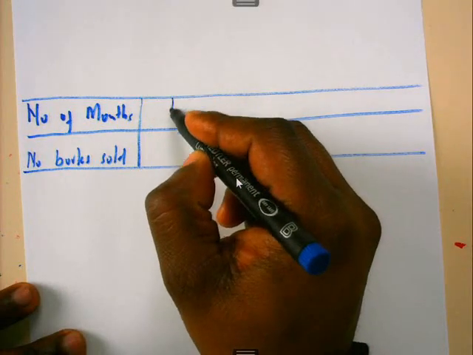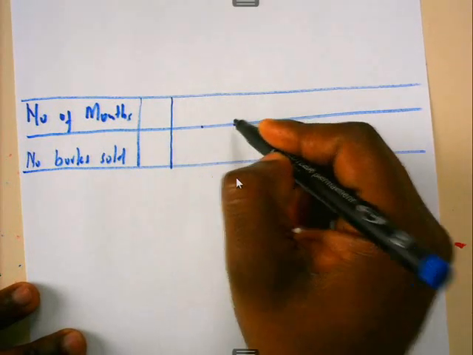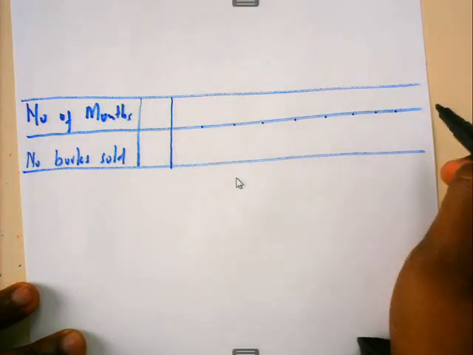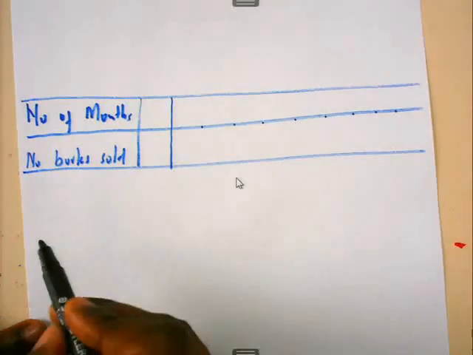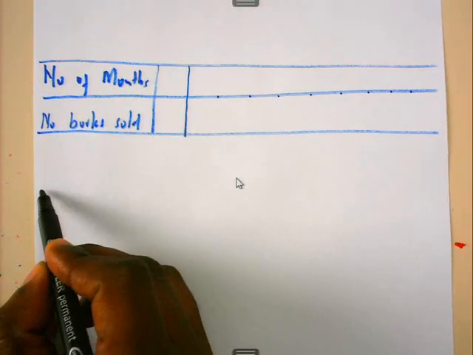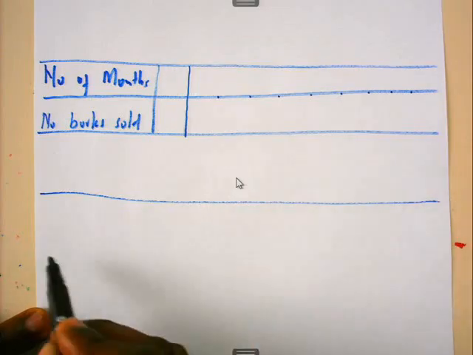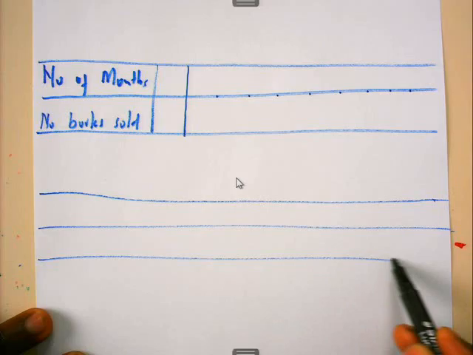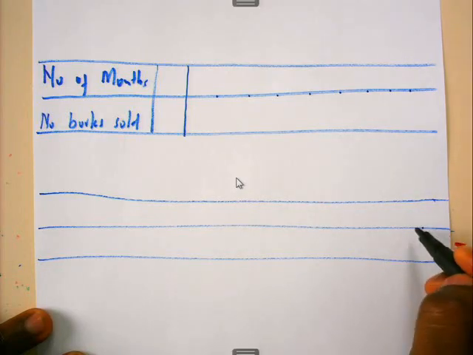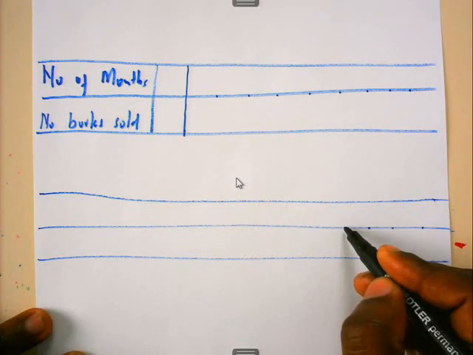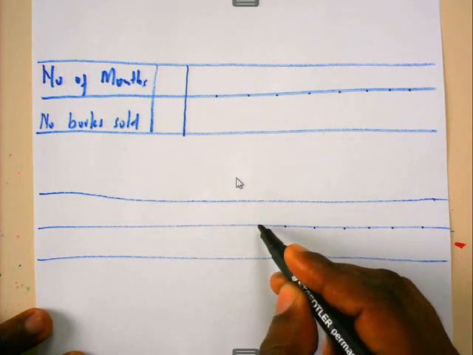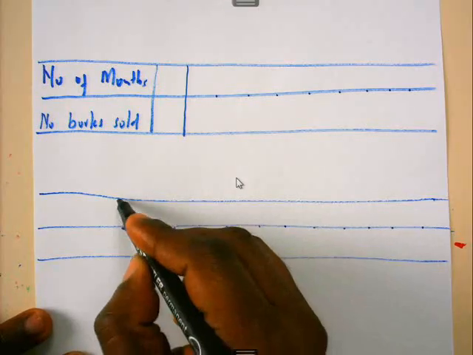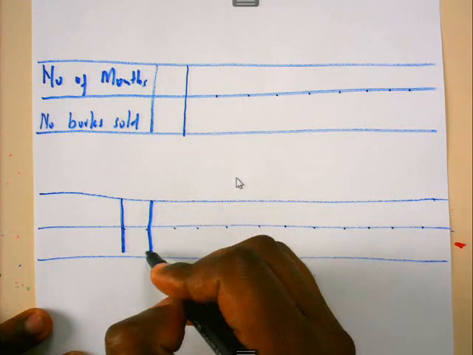I hope they all fit here. 1, 2, 3, 4, 5, 6, 7, 8, 9. Ooh, it doesn't fit very well. I'll draw another one here so that we fit all the months in. It should be 12 months. You see, it's 1, 2, 3, 4, 5, 6, 7, 8, 9, 10, 11, 12. Good. It's better this way.